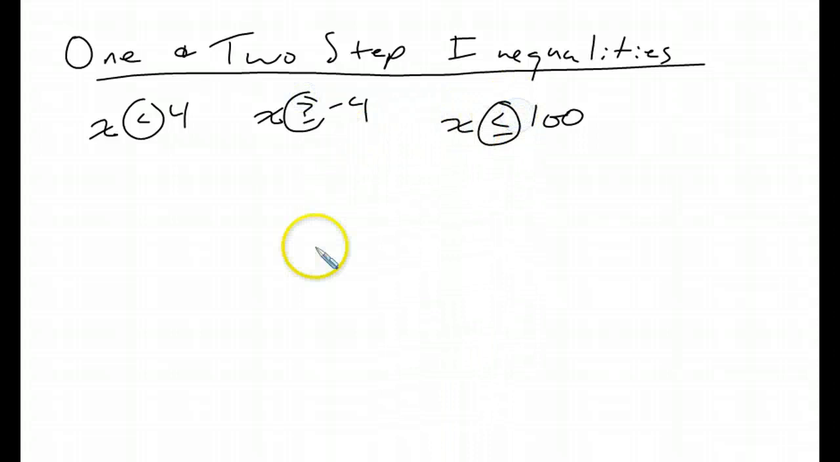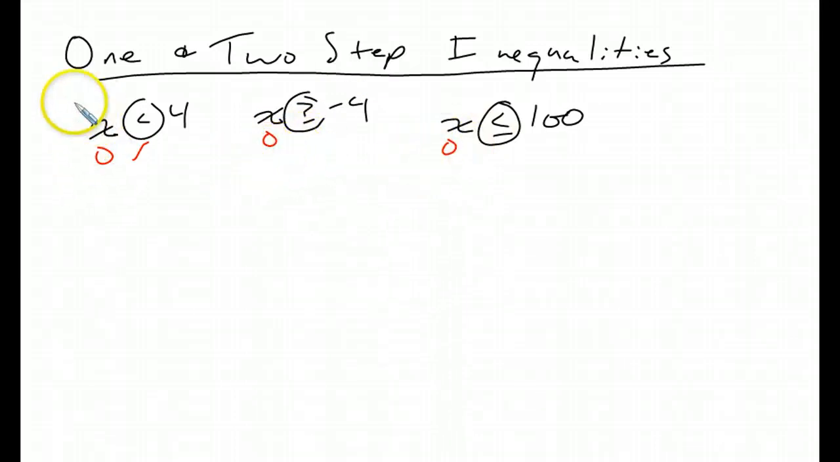So it could be a bunch of numbers, right? We could choose for x to be, say, 0 in this case. 0 is less than 4, so yeah, that would work. Is 0 greater than -4? Yeah, that works too. 0 is less than 100. So 0 would actually work for all of these.